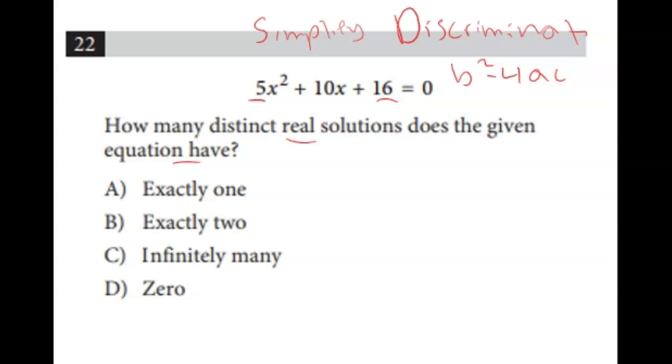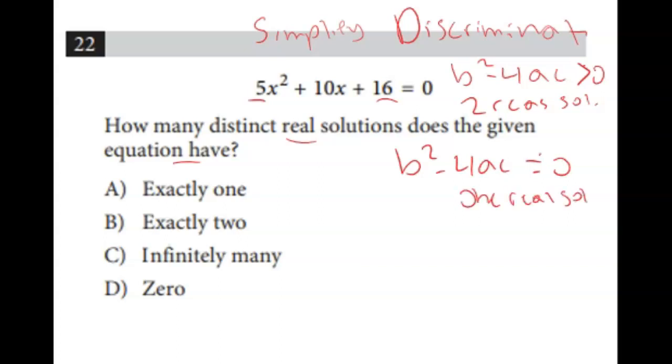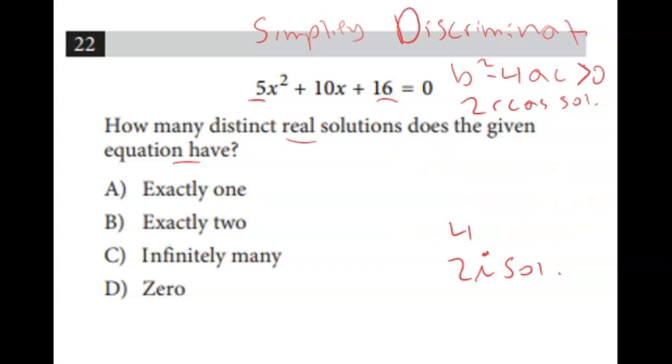So if we remember with a discriminant function, if it's greater than 0, it means it has 2 real solutions. But if b squared minus 4ac is equal to 0, it means we have 1 real solution. And if b squared minus 4ac is less than 0, then we have 2 imaginary solutions. So let me clear up some space. Keeping that in mind, we either need to find out if it's greater than 0 or equal to 0.